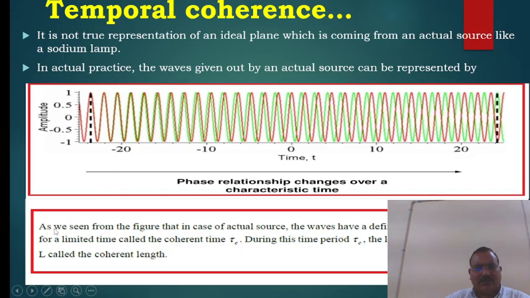So I am writing here one thing. As we see from the figure, in the case of an actual source, the waves have a definite phase relationship only for a limited time. That time, for which there is coherence, I will call the coherent time. It is represented by tau c. During this time period tau c, the light wave travels a distance L, that is the coherent length. L represents the coherent length. For as long as your light waves superpose and stay in phase, that duration is tau c, and the distance covered is the coherent length.